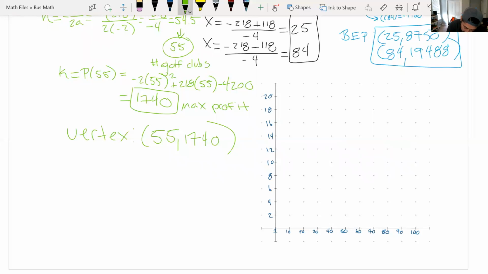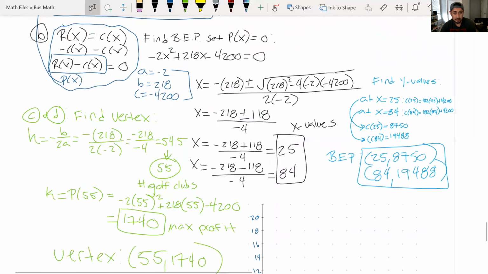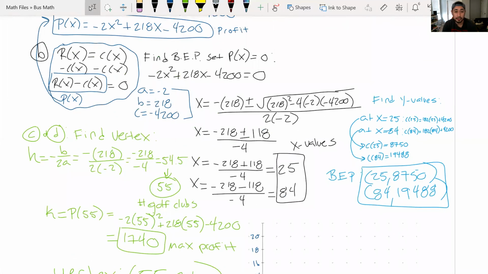So what I'm going to write down here is that we have x-intercepts at 25 and 0, 84 and 0. And again, the reason these are x-intercepts is because we set the profit function equal to 0. And that is the process you use to find x-intercepts. And since y equals 0, we got 25 and 84, which become x-intercepts for the profit function.